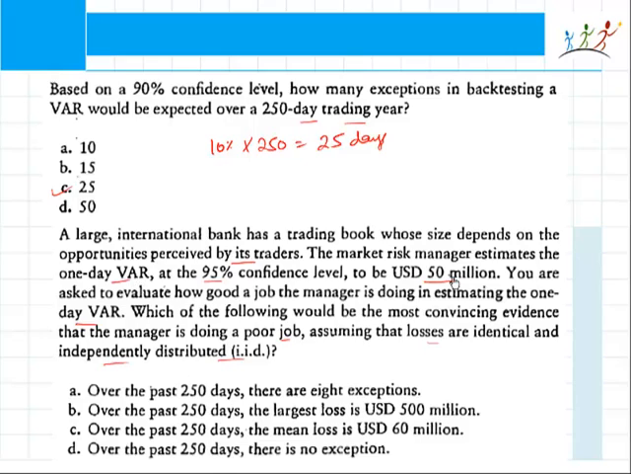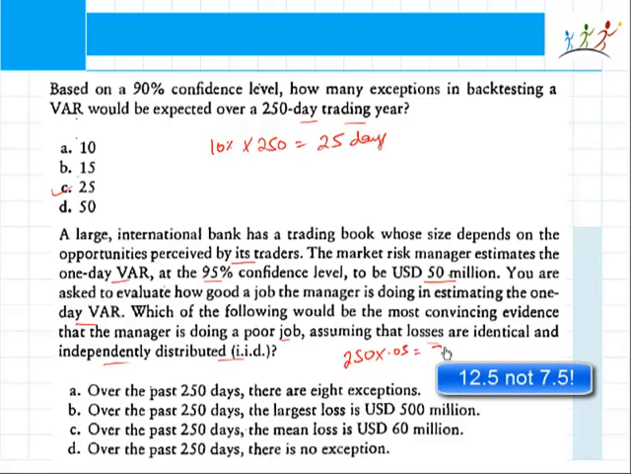So the VAR is 50 million and it is a 95% VAR. All options have 250 days. So in 250 days, how many exceedances do we expect? It will be 250 into 0.05, that is 7.5 days. So if there are 8 exceptions, that's fine. That looks like a correct model.